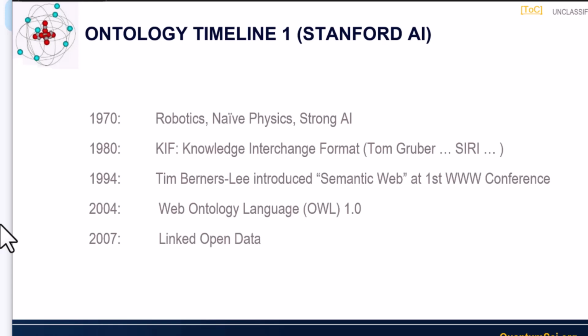Ontology started in Stanford. Ontology is a branch of computer science. In the 1970s, there was a lot of activity to try to create the first versions of artificial intelligence, which was called strong artificial intelligence because they used logic. There were many attempts to build theories which could be embodied in a robot and enable the robot to perform actions equivalent to human actions.